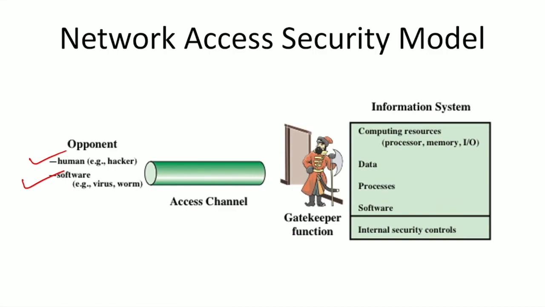The security mechanisms needed to cope with unwanted access fall into two broad categories. Gatekeeper functions, which include password-based login procedures designed to deny all access except to the authorized users, as well as screening logic that is designed to detect and reject worms, viruses, etc.